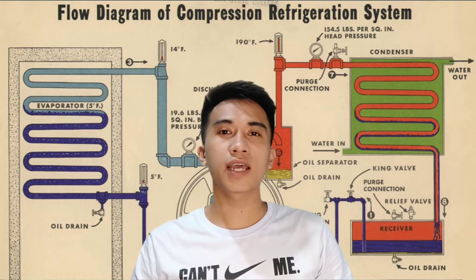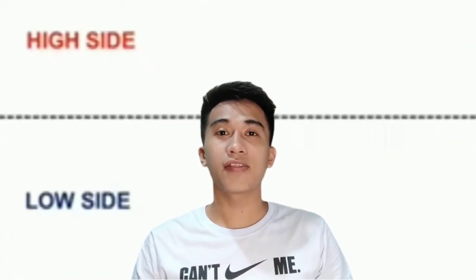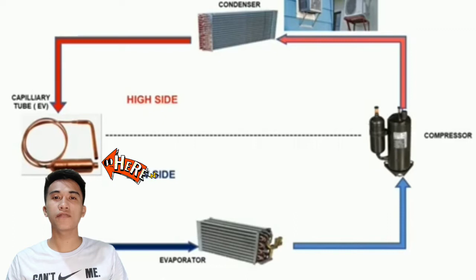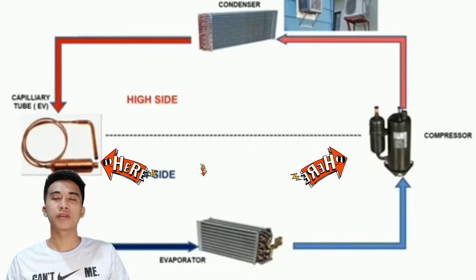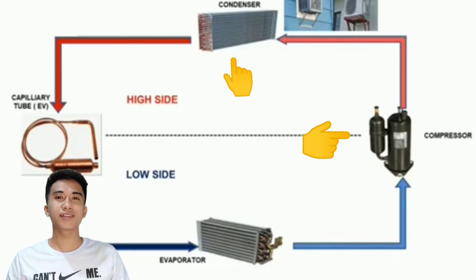In the refrigeration cycle, there are two sides, the low side and the high side. On the low side, the refrigerant flows under low pressure and low temperature conditions. It commonly goes from the expansion valve through the evaporator and then to the compressor. The other side is the high side, where the refrigerant goes from the compressor to the condenser and then through the expansion valve.